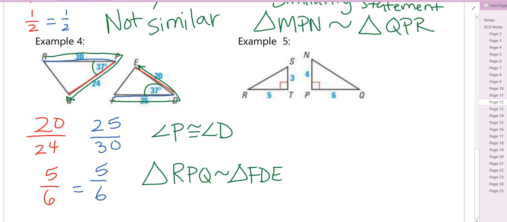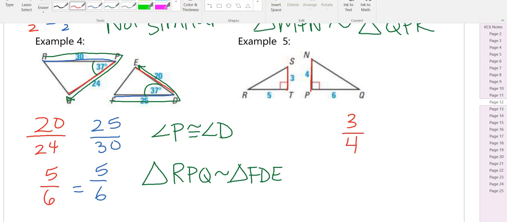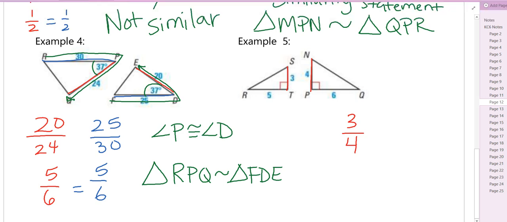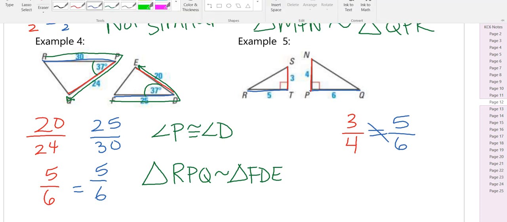All right, our last one here. Looking at my small side, 3 over my small side here, which is 4. 3 over 4 does not simplify. So that is going to be my most simplified answer for my short side. And then I'm going to go to my big side, which is 5, over my big side here, which is 6. But 5/6 does also not equal. So those are not even proportional. So you really can stop right there because the sides are not proportional.